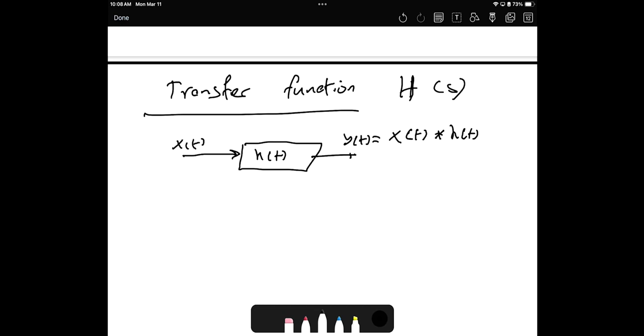Again, our condition is that we will assume we have a causal system. Causal system means that x of t and h of t are causal, of course, and even y of t, all of them are causal. This is part of an LTI system, linear time invariant as well. Causal and linear time invariant.